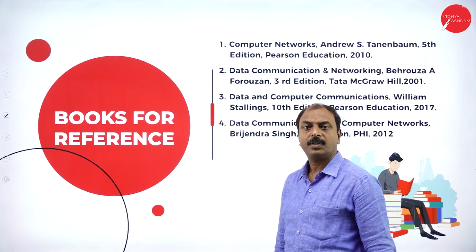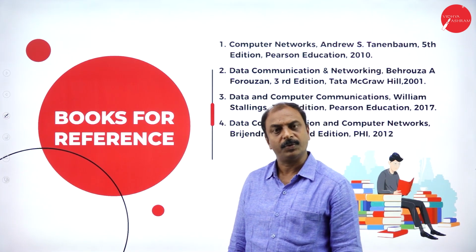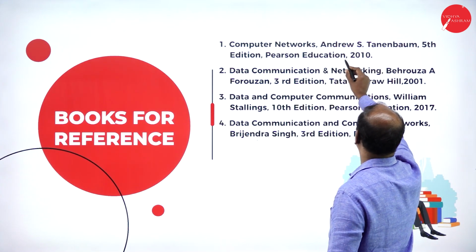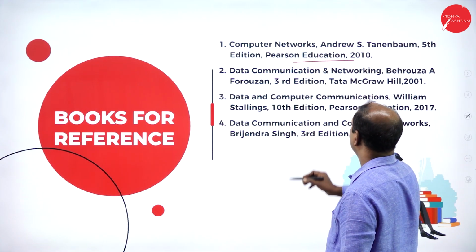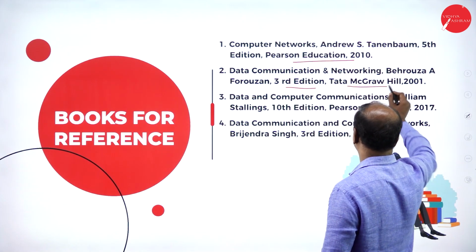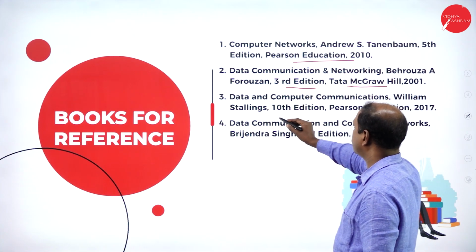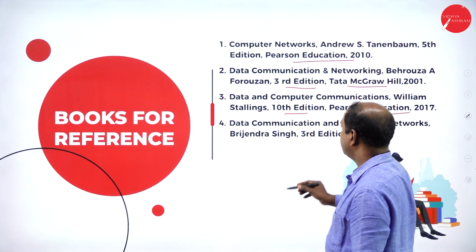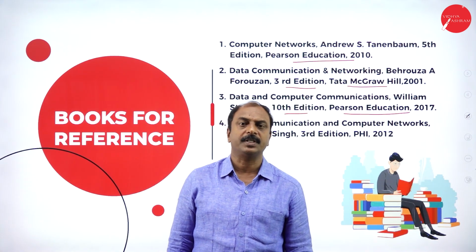Next we will see the reference material for the paper Computer Networks. Here are different authors. Computer Networks, this is from Andrew S. Tanenbaum, 5th edition, from Pearson Education Publications. And Data Communication and Networking, this is 3rd edition from Tata McGraw-Hill, that is the publisher. And Data and Computer Communications by William Stallings, 10th edition, from Pearson Education, that is the publisher. These are all different reference books you can refer to for the paper Computer Networks.